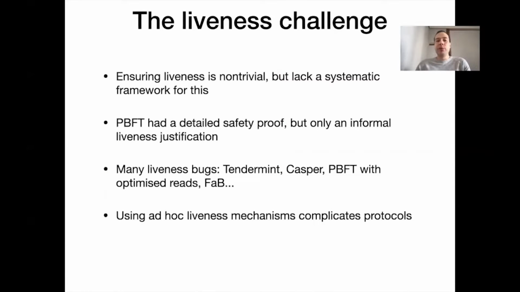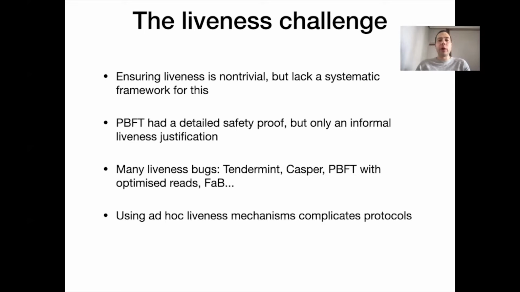Now, as I probably convinced you, ensuring liveness in this context is non-trivial, but until recently, we hadn't had a systematic framework for doing this, and even seminal protocols like PBFT lacked liveness proofs. For example, PBFT actually came with a detailed safety proof, but had only an informal and brief liveness justification. As a consequence, many of the recently proposed blockchain consensus protocols actually have liveness bugs in them. And in general, when you use ad hoc mechanisms to ensure liveness in your protocols, this just complicates their design.